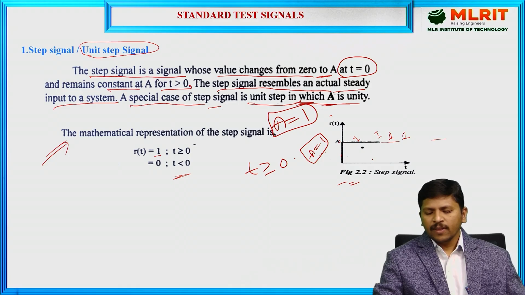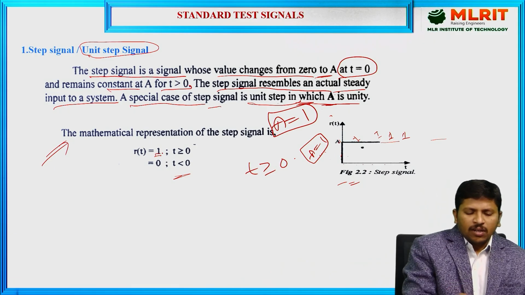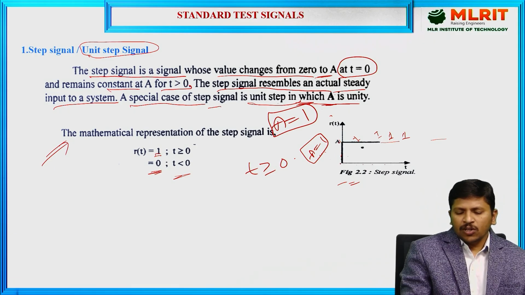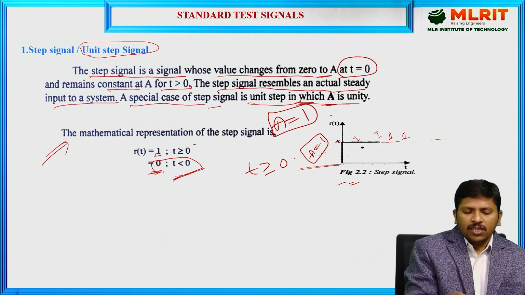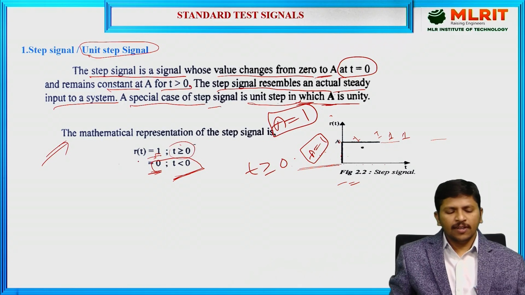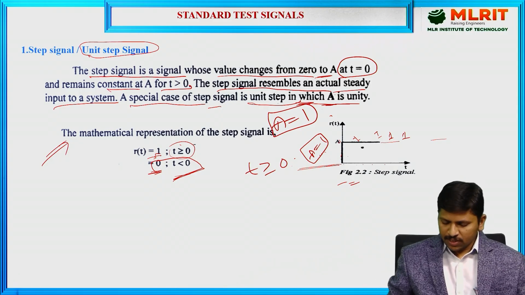For t equals 0, 1, 2, 3, and so on up to infinity, that is, t greater than or equal to 0, the step signal input is 1. In the remaining state, when t is less than 0, it is 0. When t is greater than or equal to 0, the input of the step signal is 1.